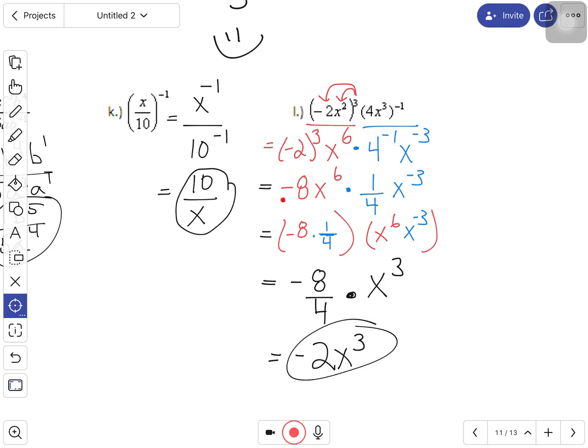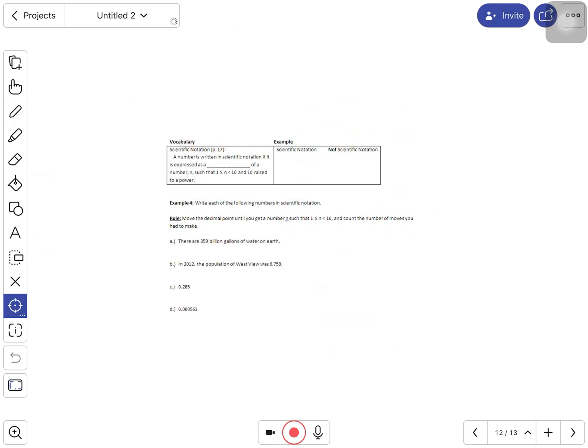And then I did that super cool thing where I grouped the numbers together. And then I group the letters or the variable parts together. That's that associative property of multiplication we were talking about where I regroup things. So 1/4 of -8 is just -2. And then 6 plus -3 is 3. So you end up with -2x to the 3rd. I hope that helps.